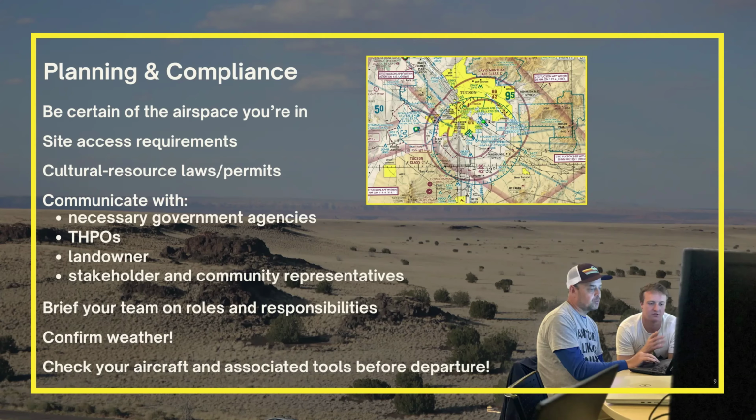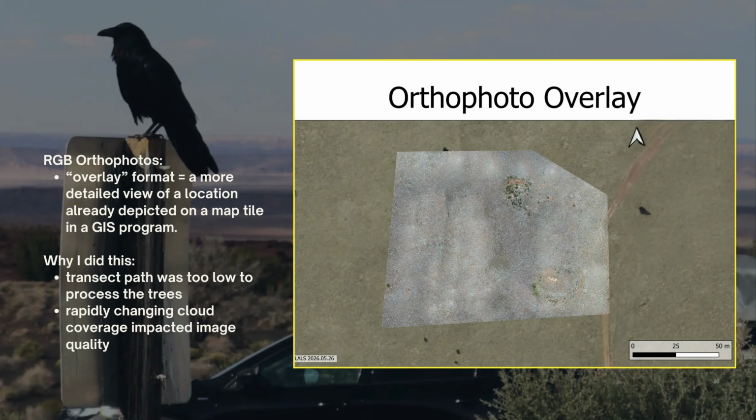Check it in advance, but check it the day of too. It can change, and it does impact your ability to collect good data. 7. Your aircraft. Is it ready to fly? Is it operational? What about the tools and components associated with it? Now that we got the basics out of the way, let's talk about the realities and capabilities of this technology. This is Site 1. What you see here is an RGB orthophoto generated from around 300 photos collected with a DJI Mini 3.